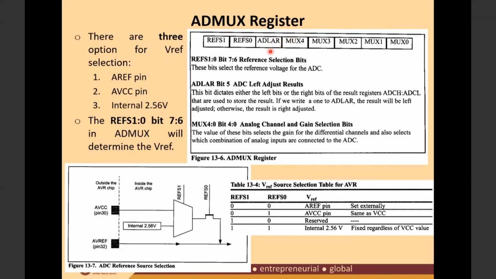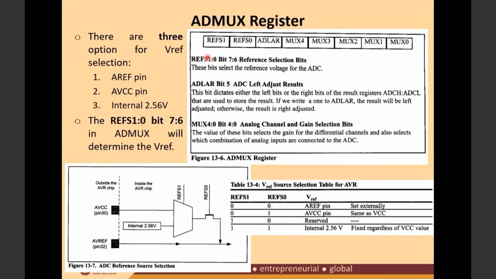And then we have this ADLAR bit here. This bit is very important. When you write a 1 here, it will put your result inside ADCH and ADCL as left justified. This bit will determine either the left or the right adjustment of the result register. ADCH and ADCL are used to store the result. If you write 1 to ADLAR, you put it as left justified. If you put a 0 here, the digital output, the result of the ADC conversion, will be put into your ADC register as right justified.